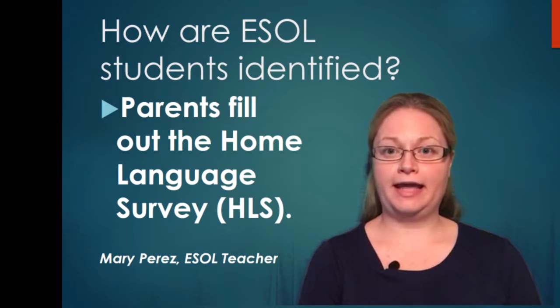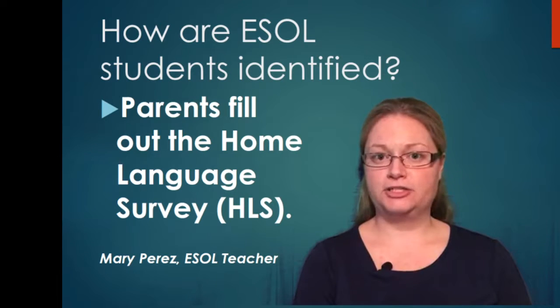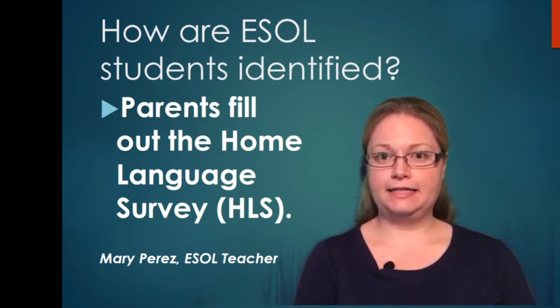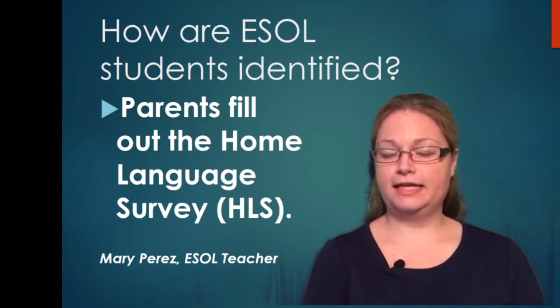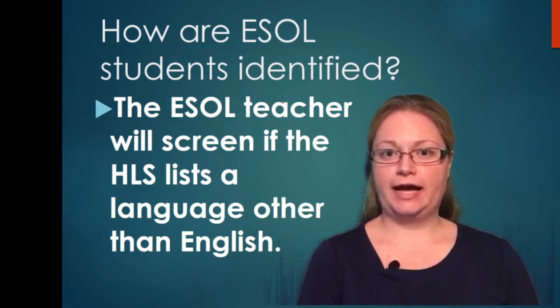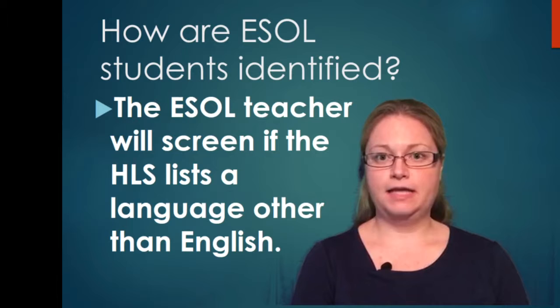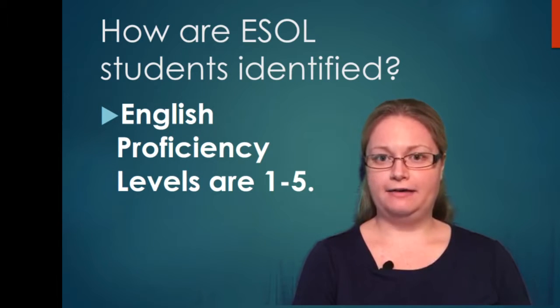When a parent enrolls their student in Horry County Schools, they fill out a home language survey. On the home language survey, they answer 3 questions. If their response to any of these 3 questions is a language other than English, then the ESOL teacher at the school will screen the child to see if they need ESOL services. If a student does qualify for service, then the ESOL teacher will give the student an English proficiency level. These levels range from 1 to 5.